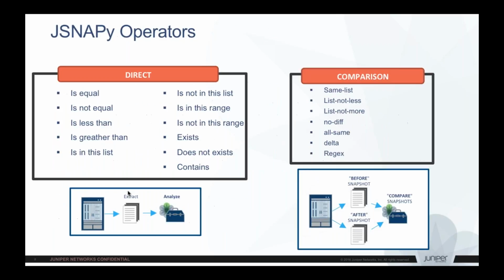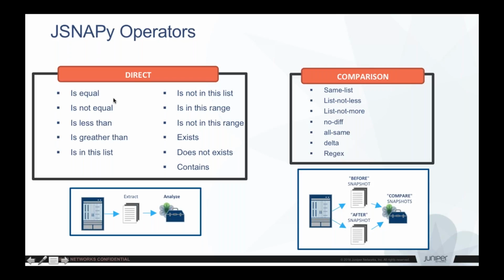The test cases can be written in two modes. Essentially, the tool itself can be used in two modes. In the case of direct, you extract the device status and then run test cases on top of the device snapshot. In the case of comparison, you take snapshots across timelines and then compare them for any changes.